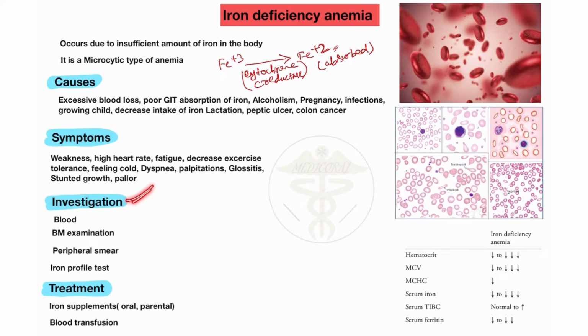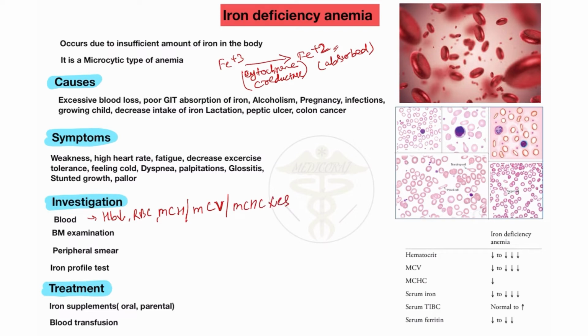What is the investigation? For investigation, we will take blood or bone marrow examination, peripheral smear and iron profile test. In the blood test, you always see the level of hemoglobin also decreases in the patient, RBC level decreases. And in the patient report you will always see MCH, MCV, MCHC written, these all decrease.